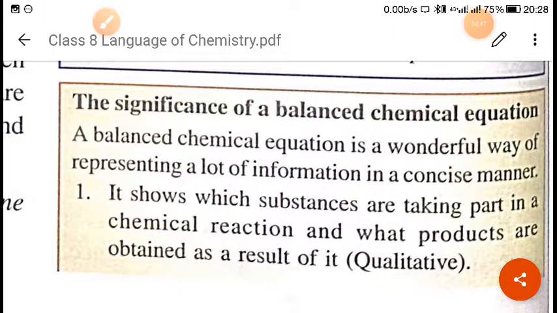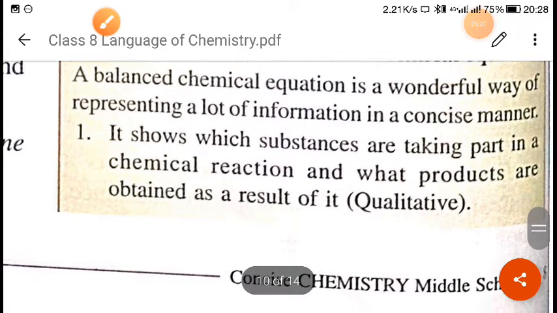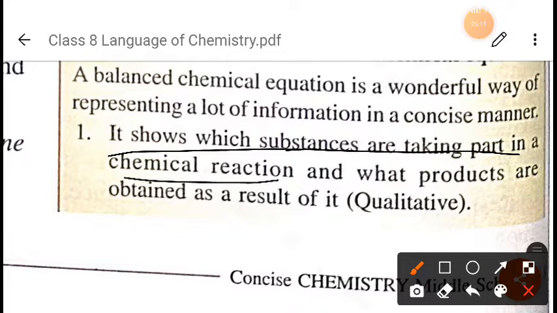When we talk about the significance of a balanced chemical equation, first, it shows which substances are taking part in the chemical reaction and what products are obtained as a result of it. Because of these chemical equations, we can know which substances take part in the reaction and what the product of the reaction is, right?